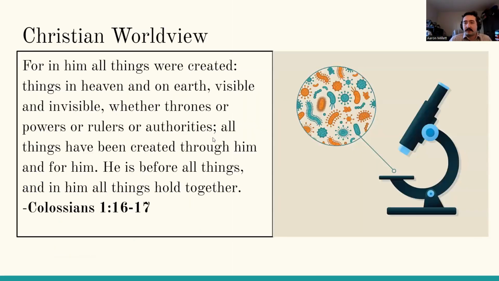This leads us to the conclusion of our presentation with our Christian worldview, and we've selected the verse Colossians 1:16 and 17: For in him all things were created, things in heaven and on earth, visible and invisible, whether thrones or powers or rulers or authorities. All things have been created through him and for him. He is before all things, and in him all things hold together.